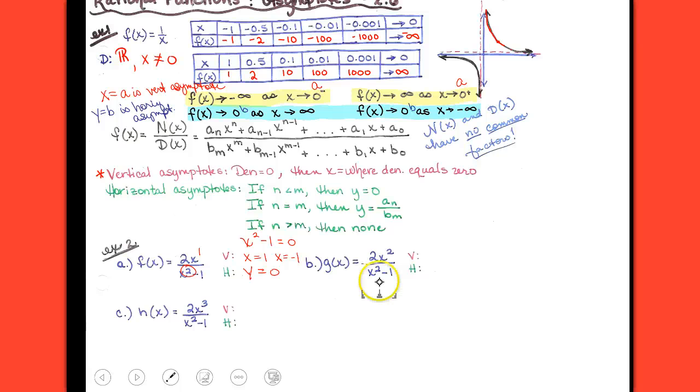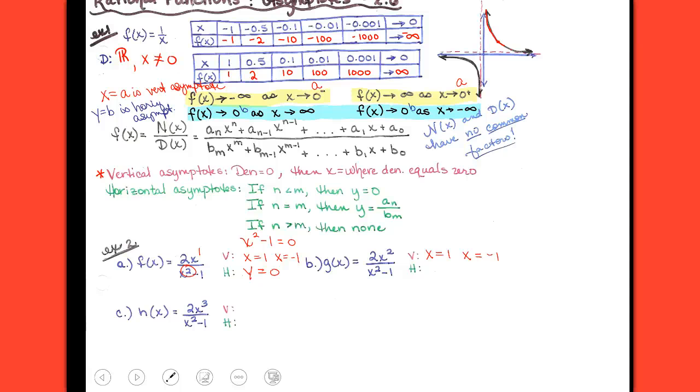For the next one, they asked me to find the vertical and the horizontal asymptotes. How do I find vertical asymptotes again? Set the denominator equal to 0. So that's the same denominator we had just a second ago. So it's going to be equal to 0 still at 1 and negative 1.